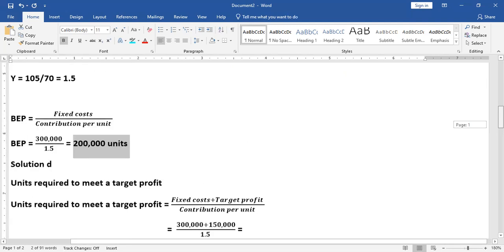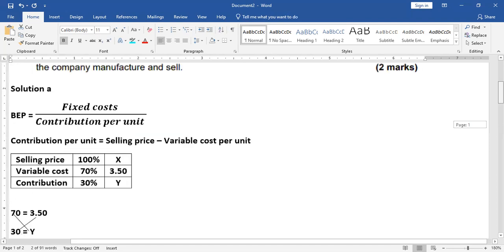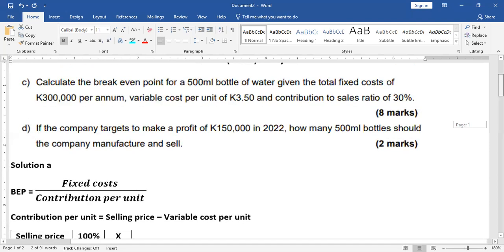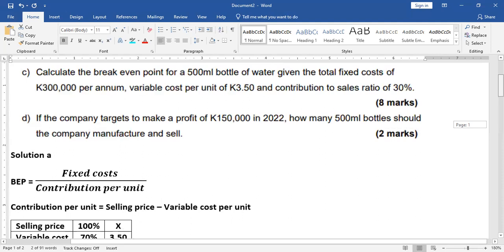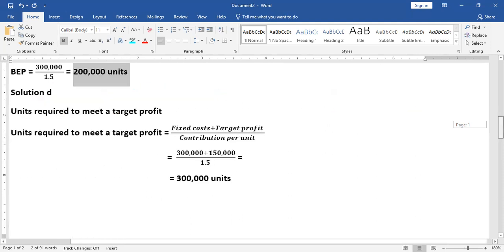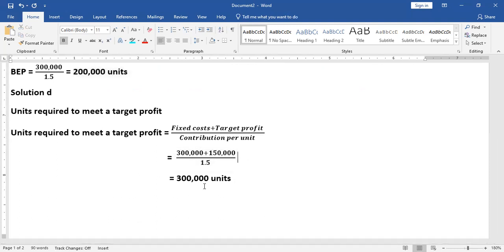It had a key. Yeah, it needed to be unlocked intelligently, otherwise we might end up losing the marks for this question. Okay, so there we go. Fixed cost, which is 300,000 there, plus 150,000 divided by contribution per unit. This is the formula for the units which are required to meet a target profit. Processing this on the calculator, I obtained 300,000 units. So this is how the 10 marks should have been grabbed.